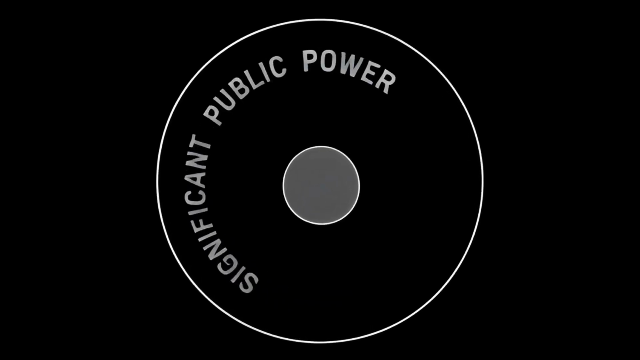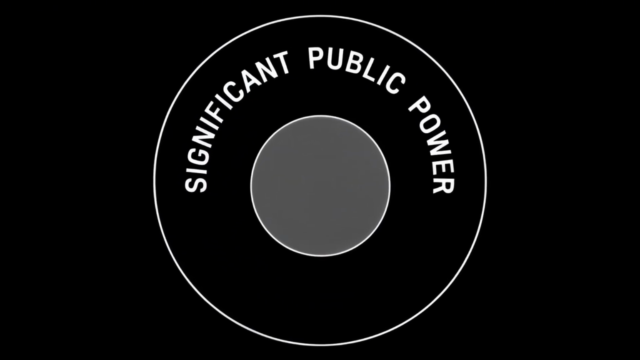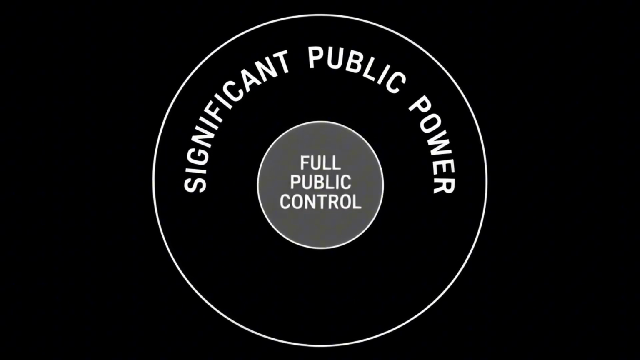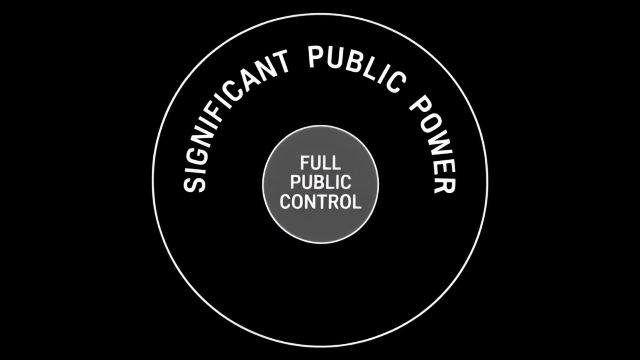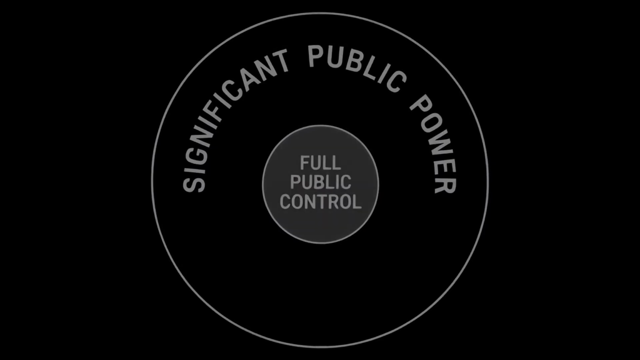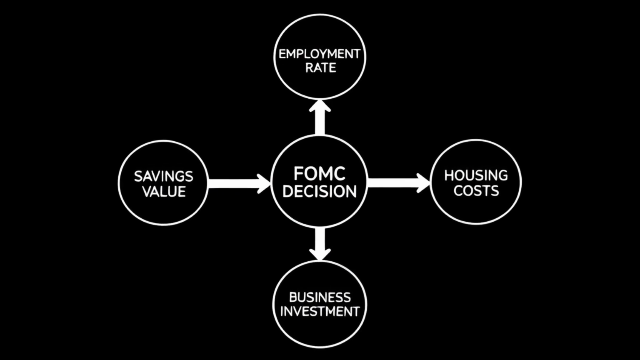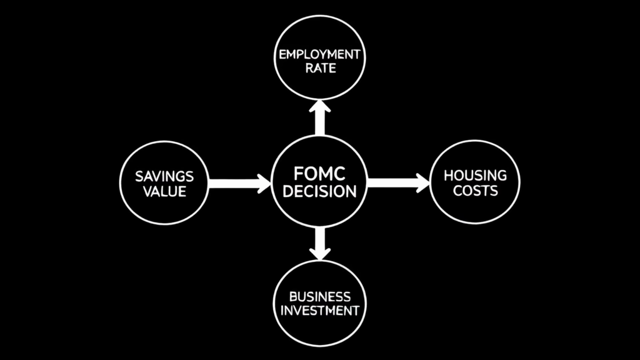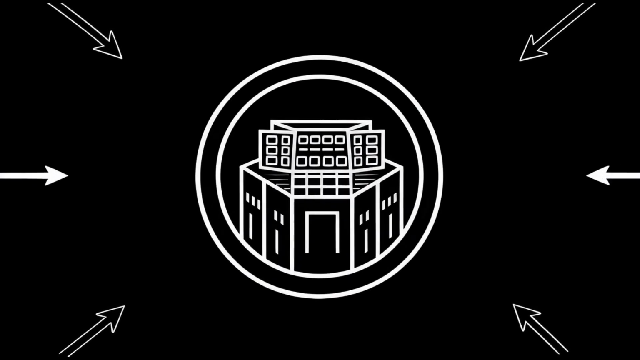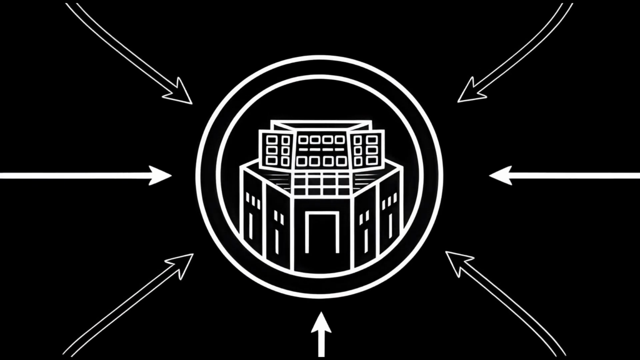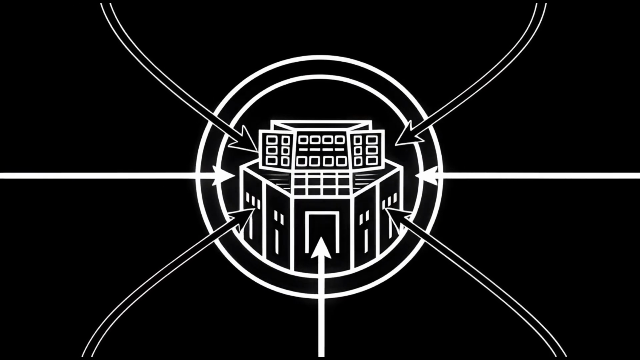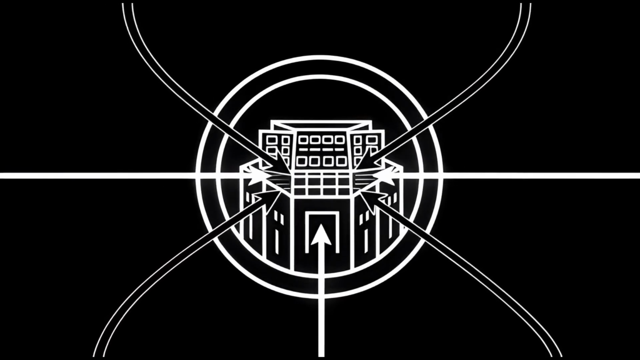What the system accepts in exchange is a concentration of significant public power in an institution that is not fully publicly controlled. The decisions made in the FOMC affect employment, housing costs, business investment, and the value of savings held by every American. And those decisions are made by an institution specifically designed to be partially insulated from democratic accountability.